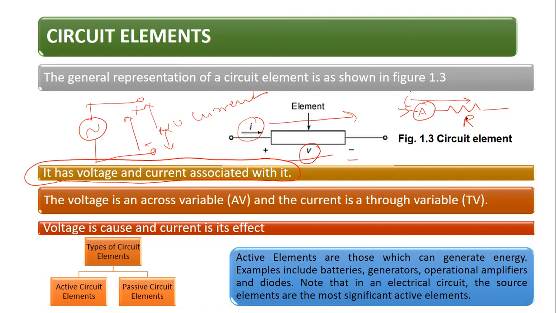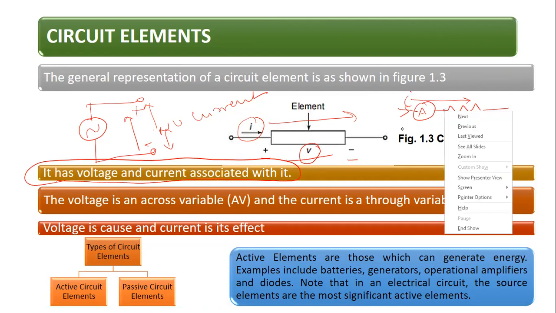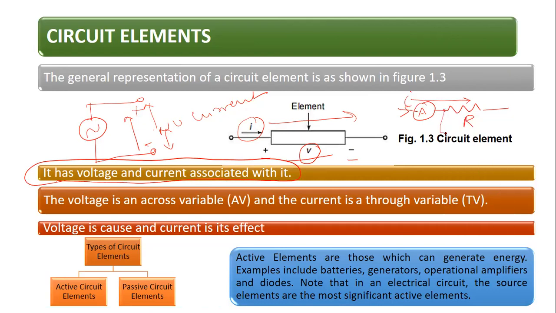Current is not appearing across the resistance, but when you have to measure the voltage across this resistance, you will connect a voltmeter like this. You will connect a voltmeter in parallel to the resistor, because we know that the voltage is appearing across this particular resistor.